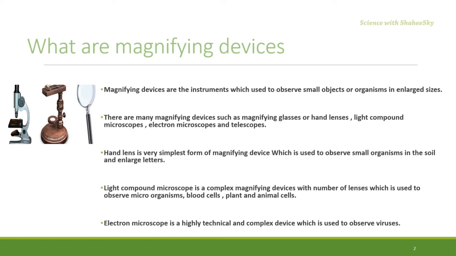A hand lens is the simplest form of magnifying device, which is used to observe small soil organisms. Light microscopes are used to observe microorganisms such as bacteria and fungi, as well as animal and plant tissues. Electron microscopes are highly technical and complex devices which are used to observe viruses.